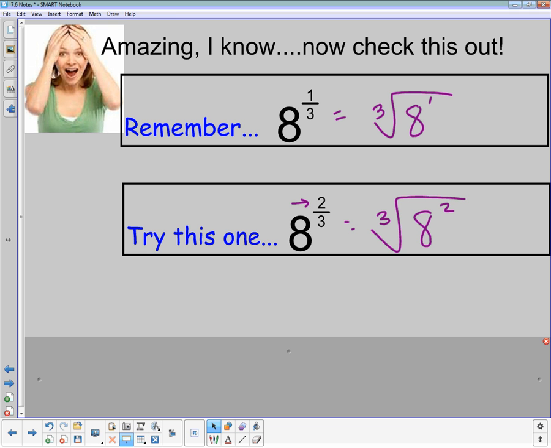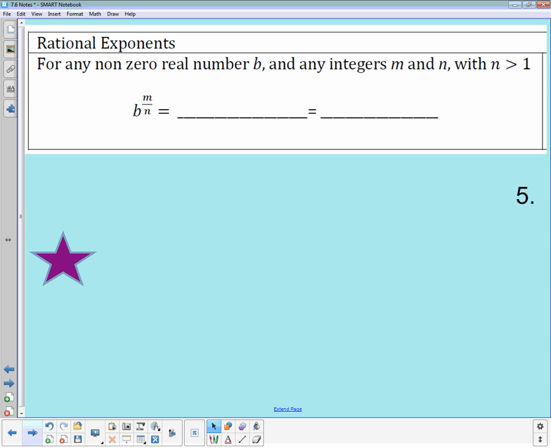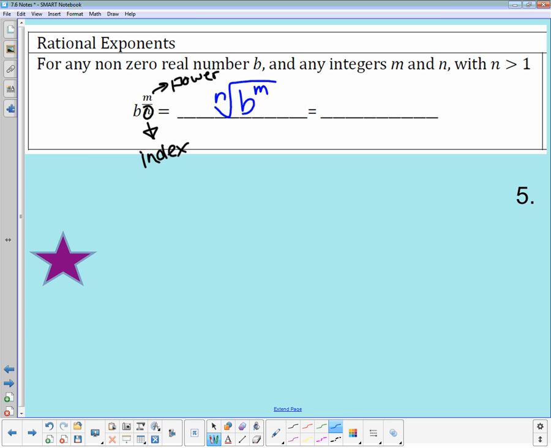Okay, if I look at that in terms of notation, that means this is still my index, and this is now the power underneath. So I'm looking at the nth root of b to the m power, which is also the same thing as saying the nth root of b all raised to the m power. Okay. Let's take a look at number 5 and see if we can figure that out there.